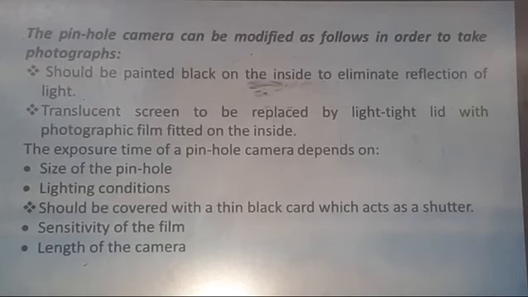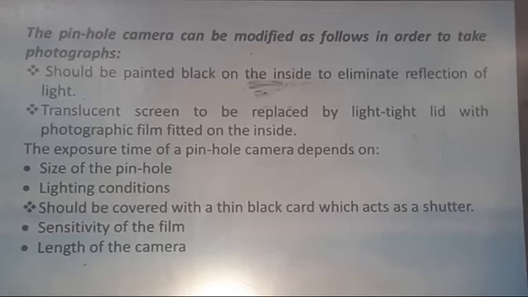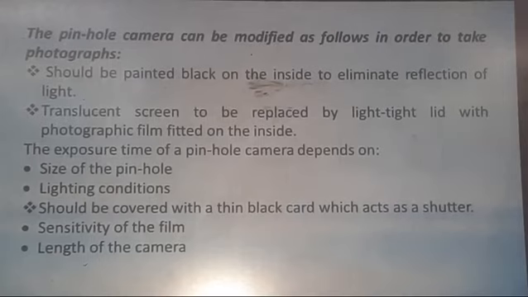Therefore, a pinhole camera can be modified in order to take a photograph. Remember, our origin is a pinhole camera. How can we modify our pinhole camera in order to take a real photograph? Number one, it should be painted black on the inside to eliminate reflection of light. Number two, in place of the transparent screen, we replace it with a photographic film fitted on the inside, the sensitive one.